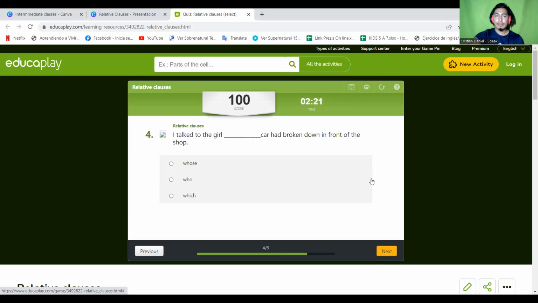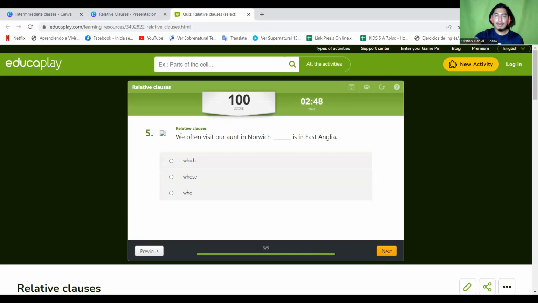Okay. Number 4, I talked to the girl. Car had broken down in front of the shop. Well, the same situation. I talked to the girl. Car, girl and car. Maybe we are talking about possession. Yes, okay. And the last example, everybody.